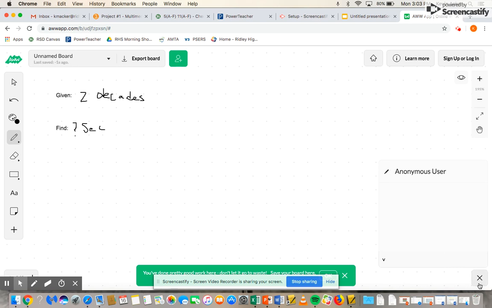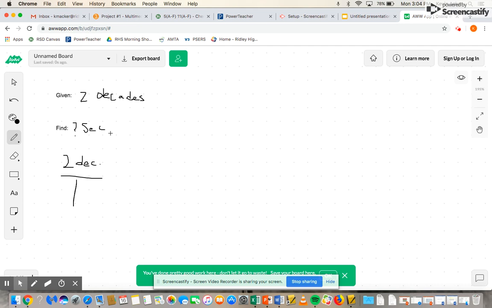So the first thing that we want to do is set up our given number. So we write 2 decades, and I'm just going to make this DEC for the sake of time. And we put this over 1 just so that our fractions kind of stick together. Anything divided by 1 is still just itself, so we haven't changed anything about that statement.